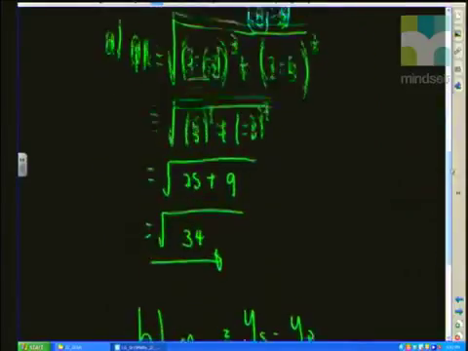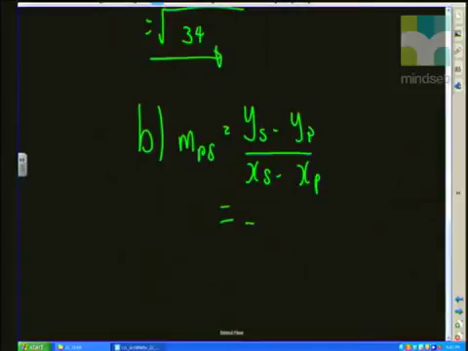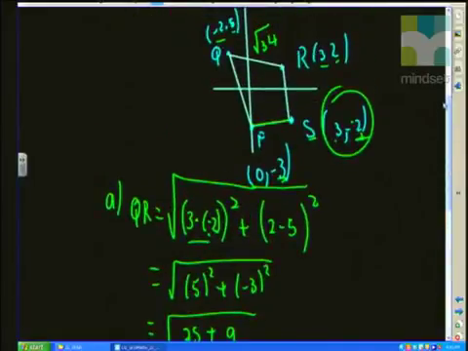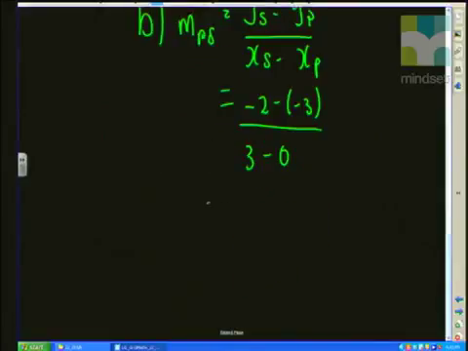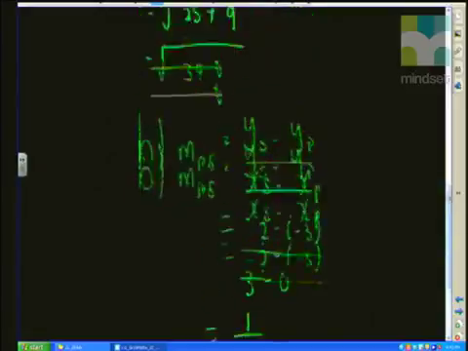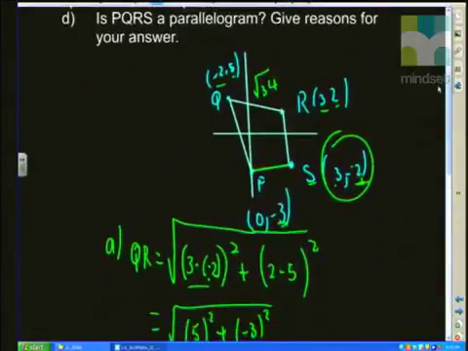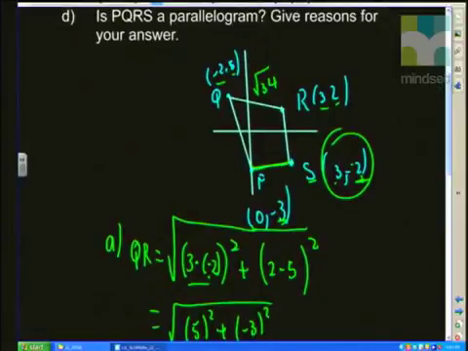And I'm going to get minus 2 minus minus 3, all over 3 minus 0. So that gives me minus 2 plus 3, which is just 1, all over 3. So therefore the gradient of PS is a third. Okay, so we've got the gradient of that line PS being a third.